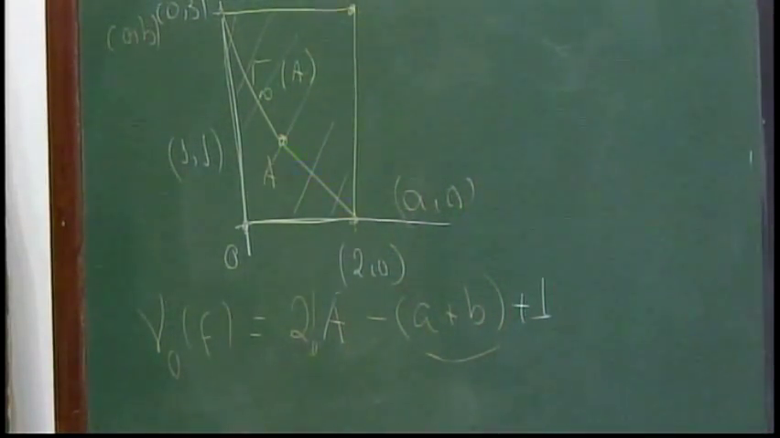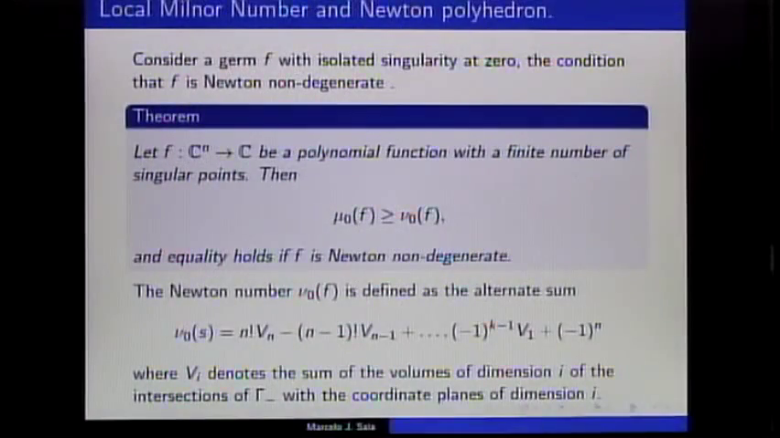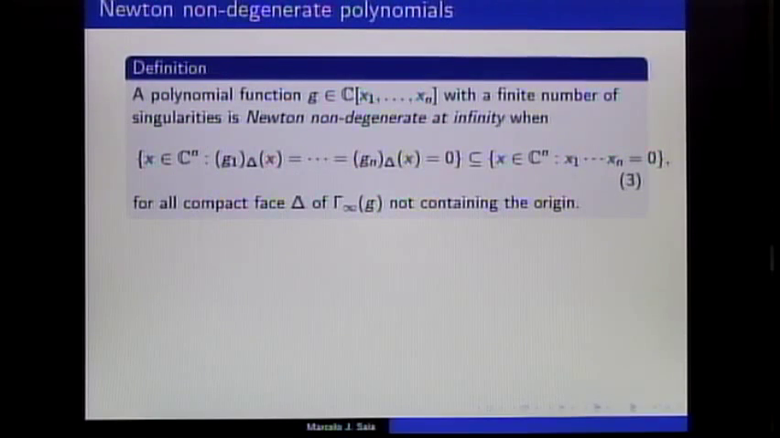This is the result of Kushnirenko. This is the main result of Kushnirenko for the local case. And so we have an inequality always, and the equality if the germ is Newton non-degenerate. Now we go to the polynomial case.